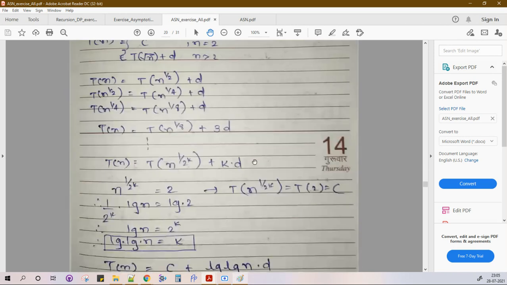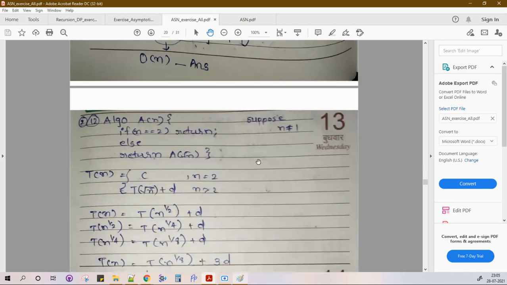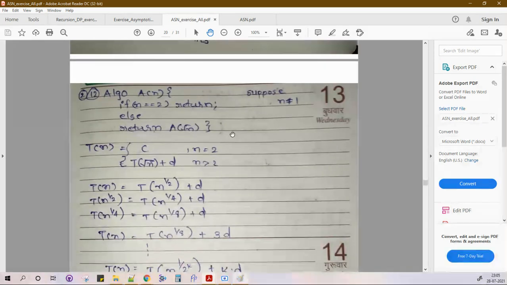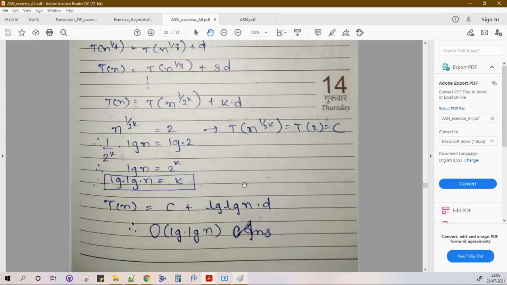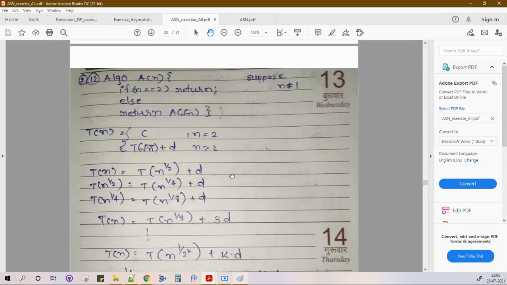Okay, guys, this is simple. Here we have T(n) with root n, something like this. I guess this was asked in the exam also. I believe so, I'm not sure, but there was some question with root n or root c or something like that. So we have this algorithm.